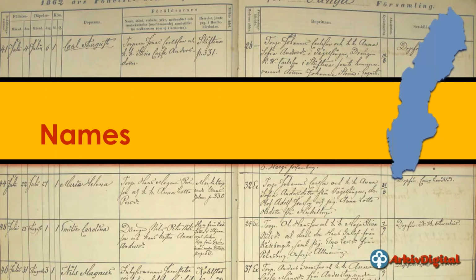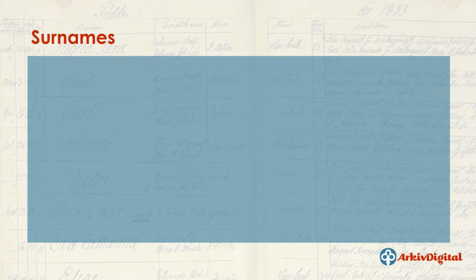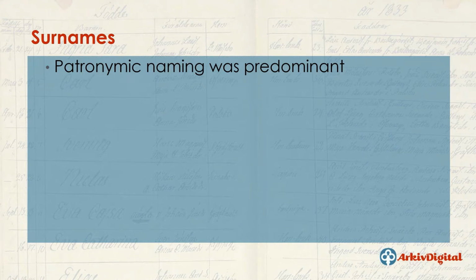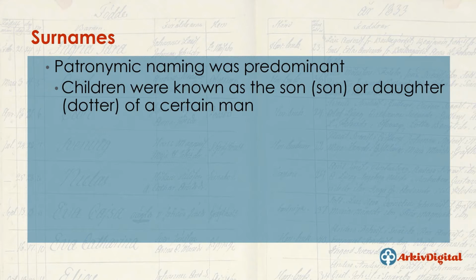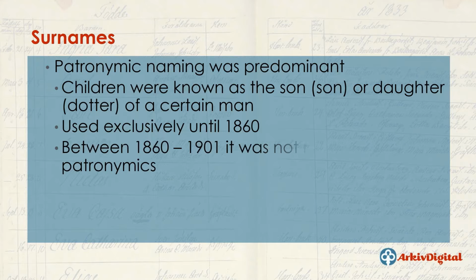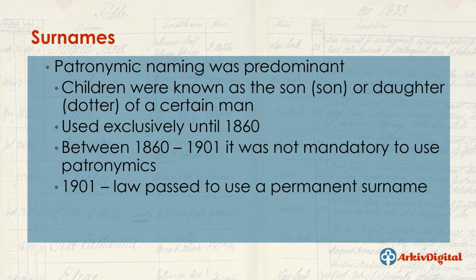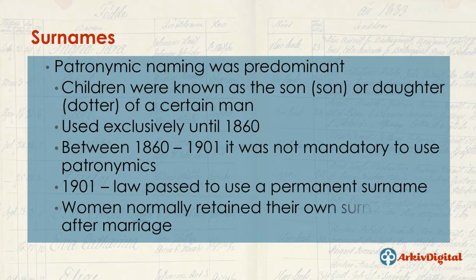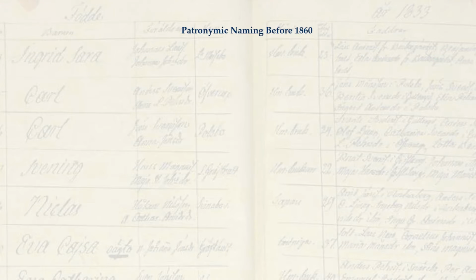Names are another thing that you need to know when doing research. It's very complicated. For surnames, the patronymic naming was predominant. All it means is that children were known as the son or the daughter of a certain man. It was used exclusively until 1860, and then between 1860 and 1901, it was not mandatory to use the patronymic naming. In 1901, they passed a law to use a permanent surname, and women normally retain their own surname after marriage, which is very helpful when you're searching for women.